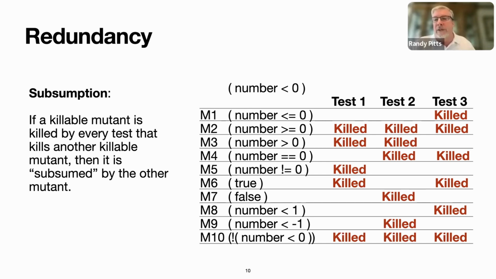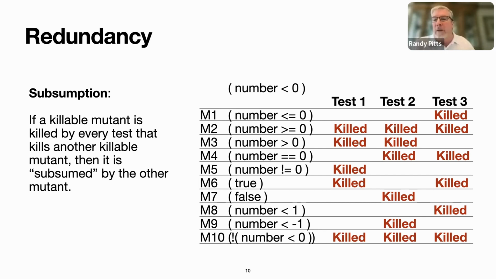But going back to the first example of subsumption, you notice mutant 1 is killed by test 3, as is mutant 2. We talked about that a minute ago. But mutant number 2, then, in terms of our subsumption definition, is killed by every test that also kills mutant number 1. So we can say that mutant number 1 subsumes mutant number 2. And as long as mutant number 1 exists, we will have to execute test number 3 to kill it, and it would in turn kill all those other mutants that test 3 kills.